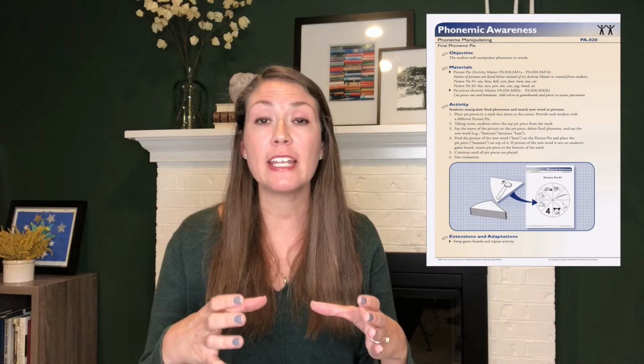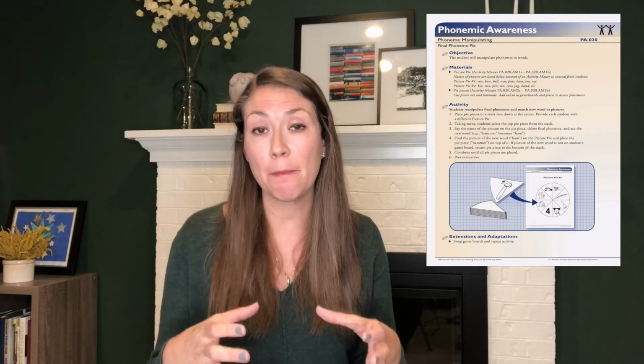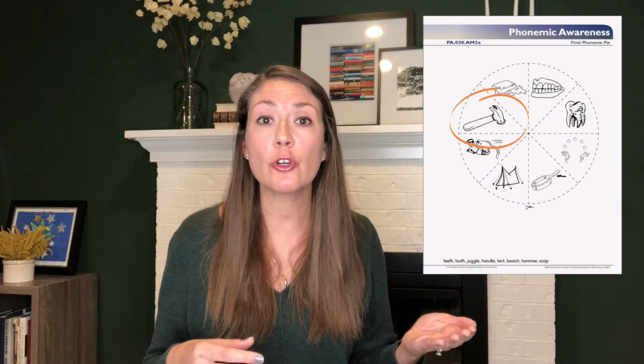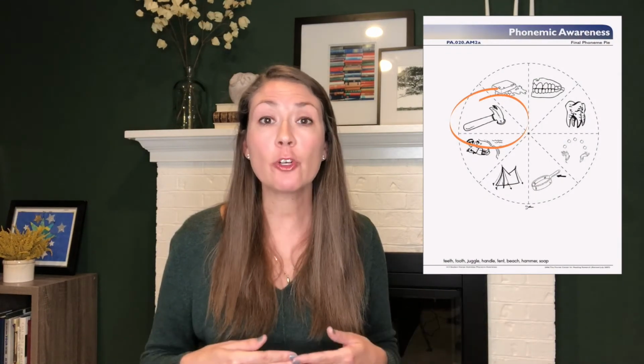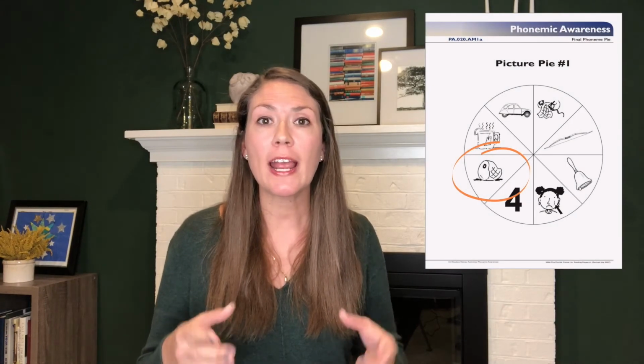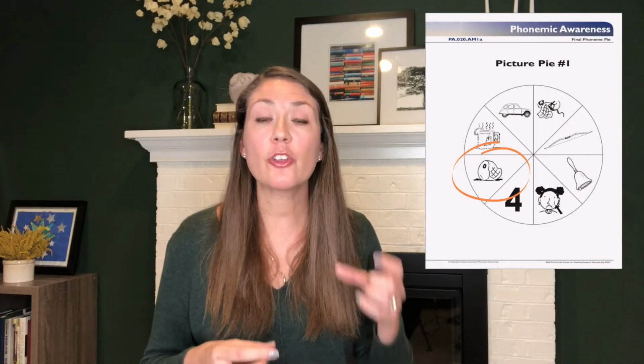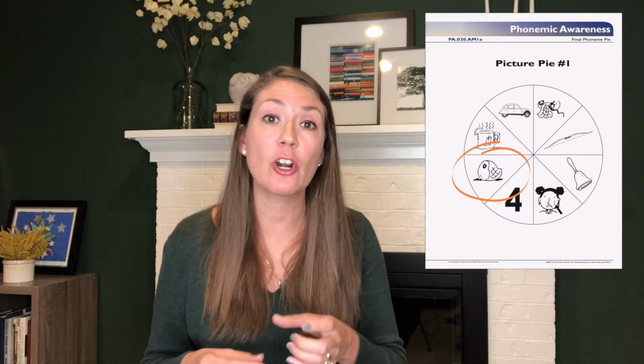Under the second and third grade section, you'll find a similar game. It's called Final Phoneme Pie. And in this game, you're deleting the final sound off of it. So again, every child gets a circle pie picture board, and there's a set of drawing cards. So let's say you turn over the picture of a hammer. If you're going to delete the final sound in hammer, you're deleting the R, and you're left with ham. So they're going to take that pie piece and cover the picture of ham on their pie.